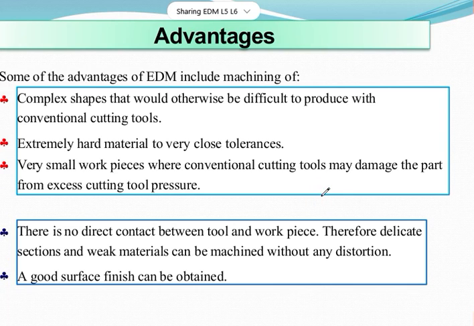So now we are going to have a look at the advantages. Obviously EDM has several advantages, we cannot ignore it. Some complex shapes that could be difficult for any conventional machine tool can be done through EDM. Extremely hard material is preferred here to get a very close tolerance. Very small workpieces where conventional cutting cannot be used or could damage the part can be done here. And there is no direct contact between the tool and the workpiece, therefore delicate sections and weak material can be machined without any distortion. Of course, a good surface finish can be obtained here.